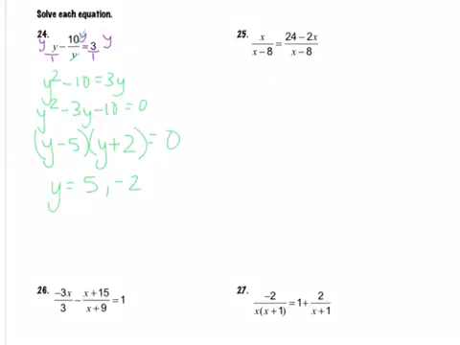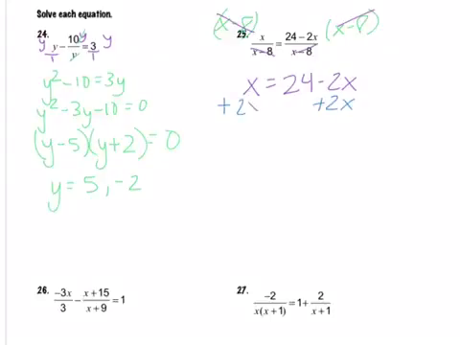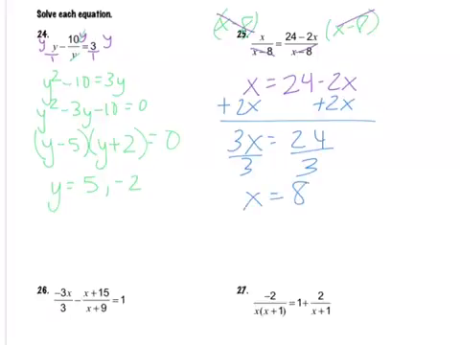For number 25, I kind of like this one by, you can cross multiply, or you can just say my LCM is x minus 8 and x minus 8, so I'm going to multiply both of them by x minus 8. And when I do that, it's nice because they cancel. So I have x equals 24 minus 2x. So I get everything on the same side. And actually for this one, I'm going to get my x alone, so I'm going to add 2x, because I don't have an x squared. That's why I don't get them on the same side. So I have 3x equals 24, divided by 3, and x equals 8.